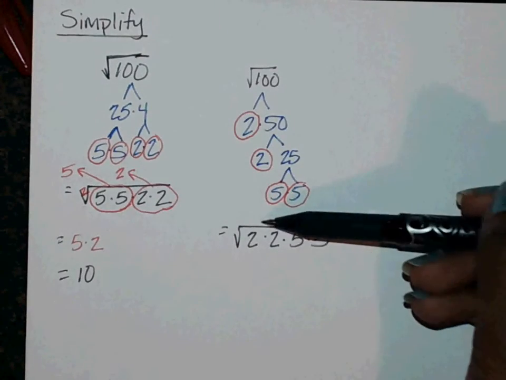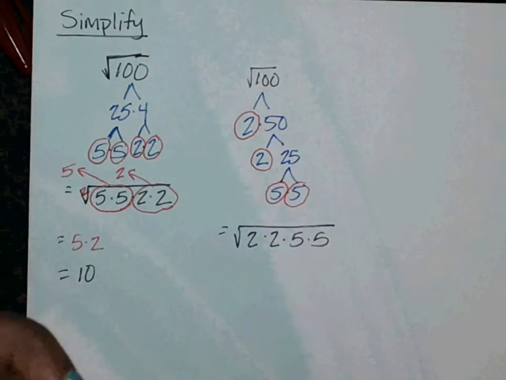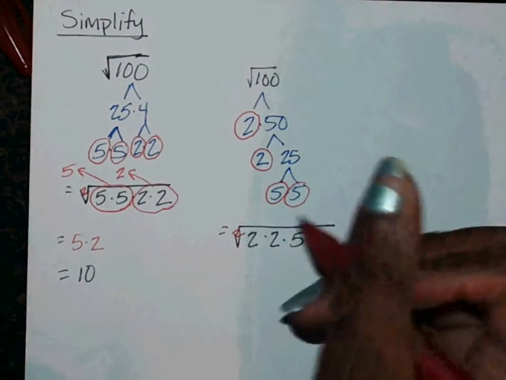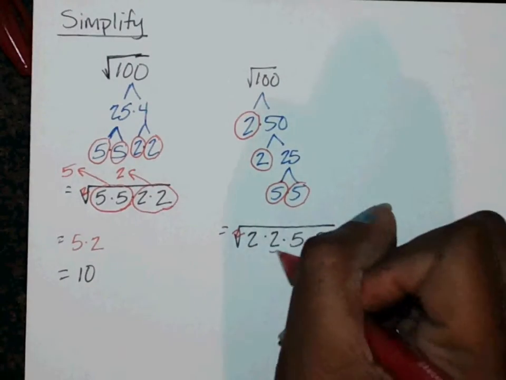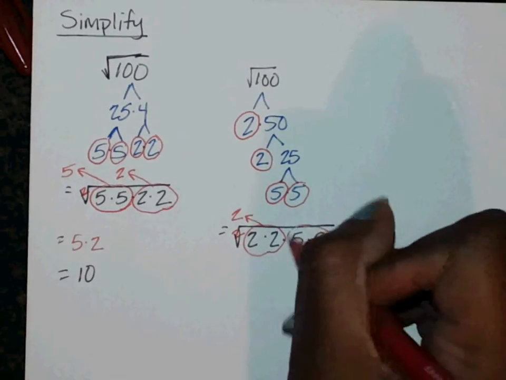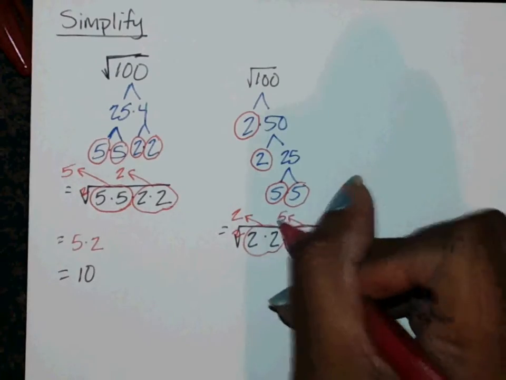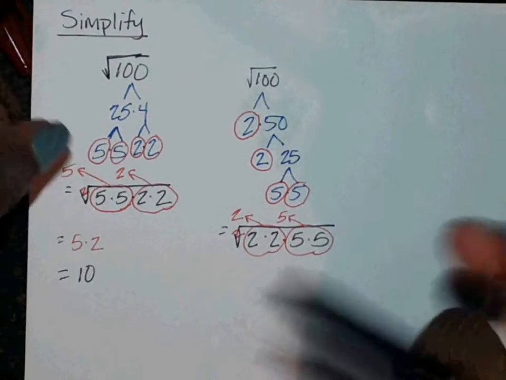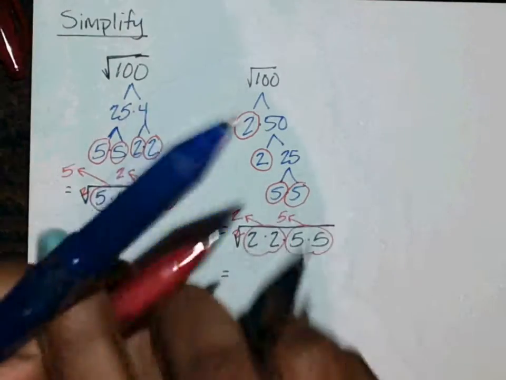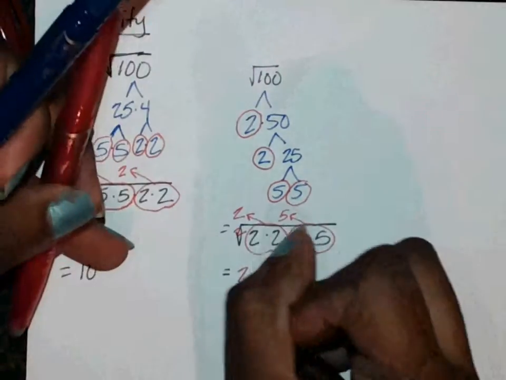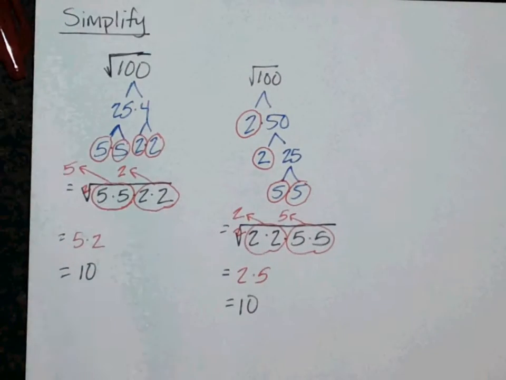And then from there you circle your groups of 2 because it's the square root. So I know 2 are going to go in a group and come out as 1. So 2 2s will come out as 1 2. 2 5s will come out as 1 5. So you'll have 2 times 5, and you'll get your same 10.